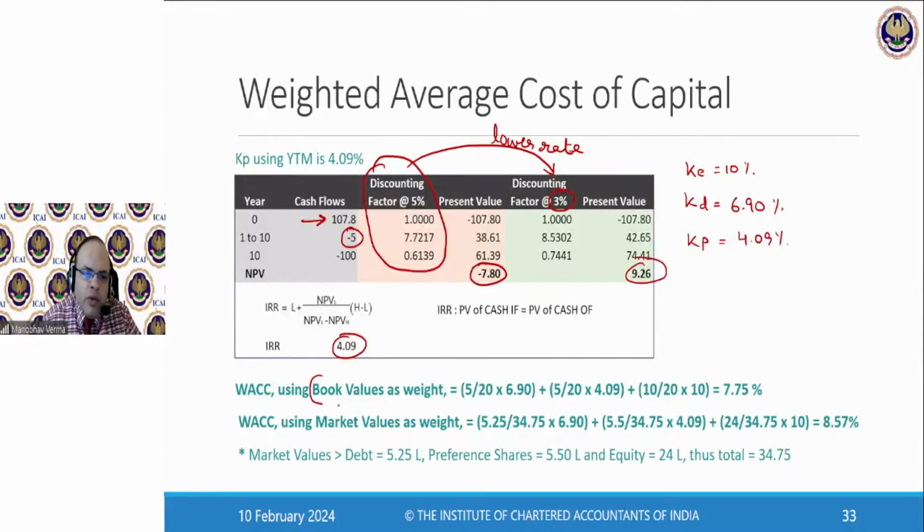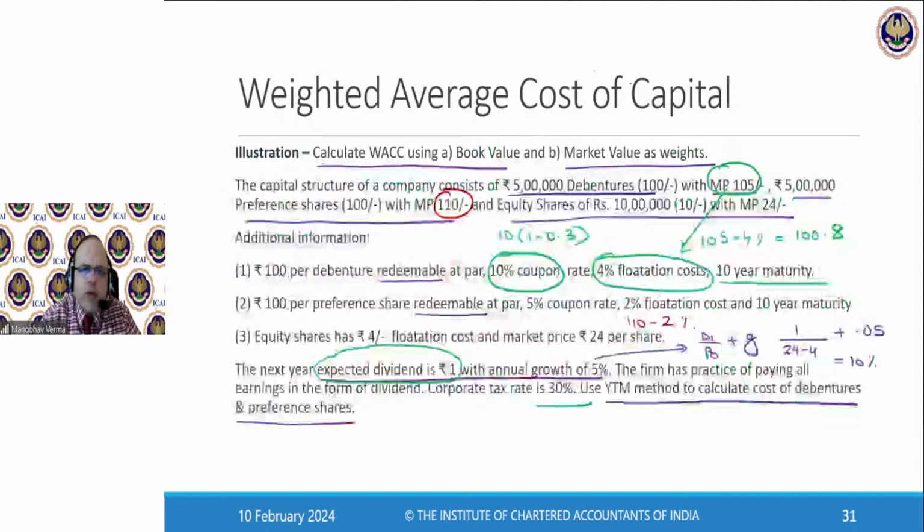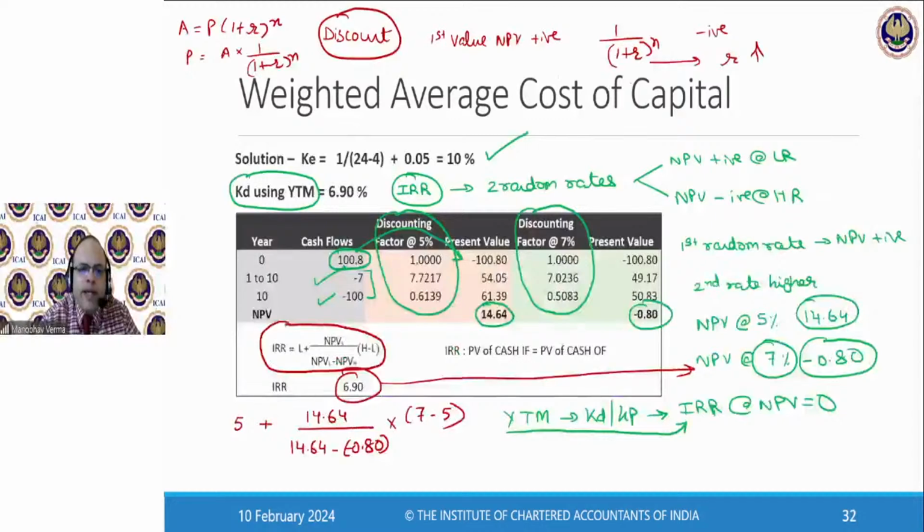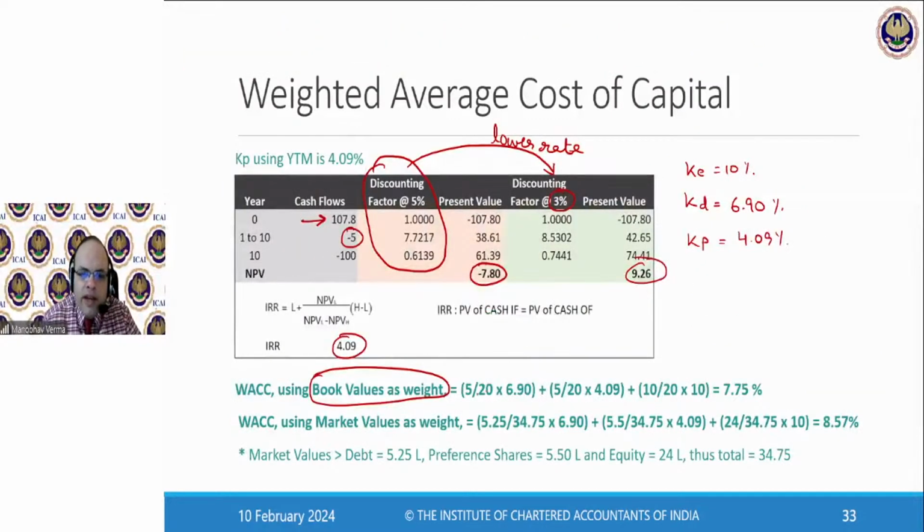So we have the option of calculating book value as a weight, right? We are talking about book values given to us. We can go back to the question. 5 lakhs, 5 lakhs, 10 lakhs. So 5 by 20, 5 by 20, 10 by 20. So we get 7.75% here. Everyone okay here?